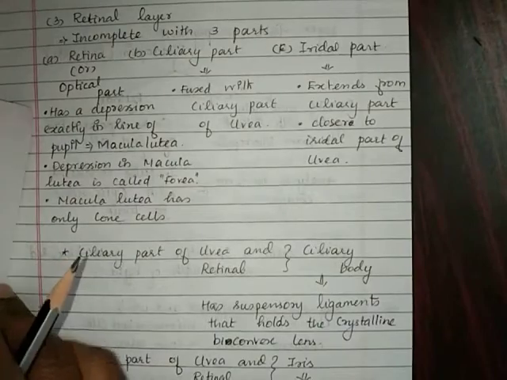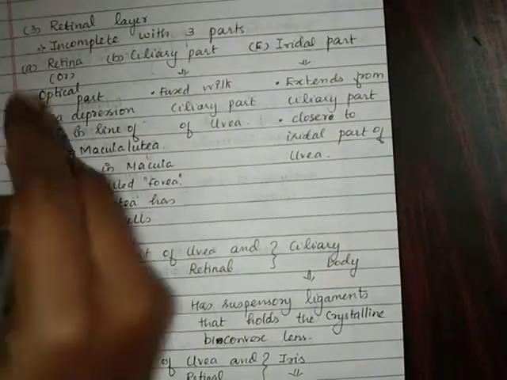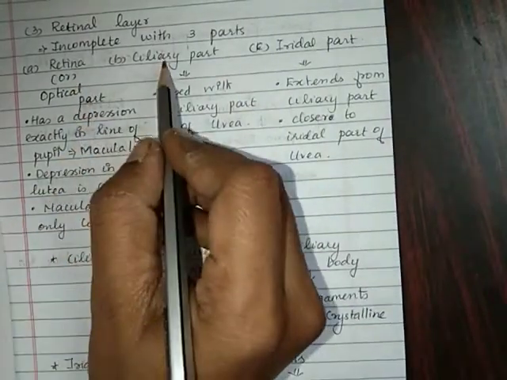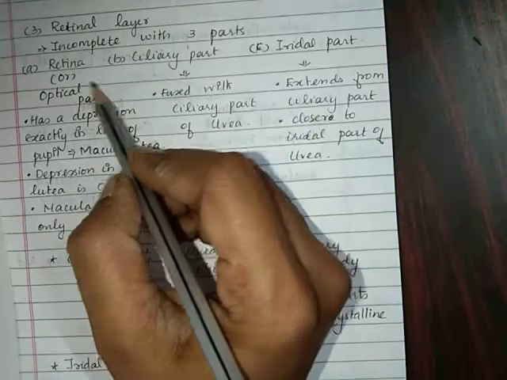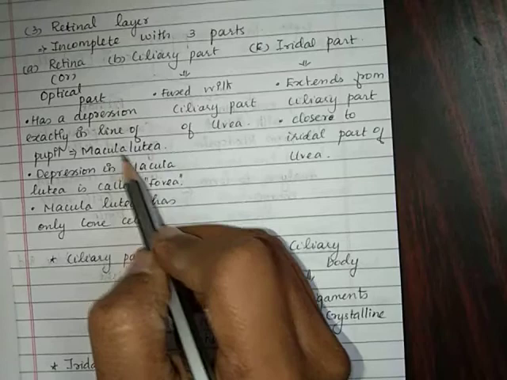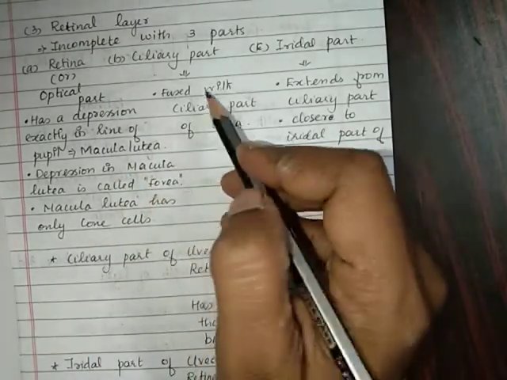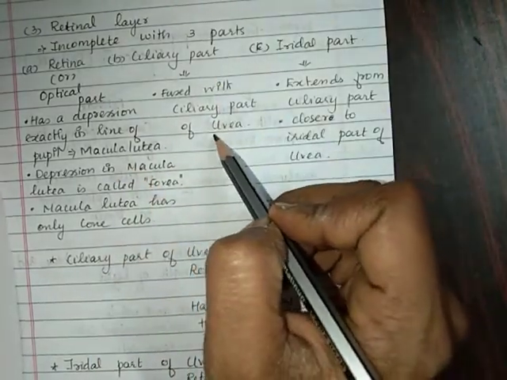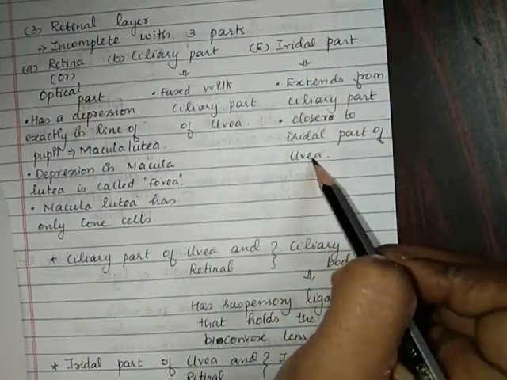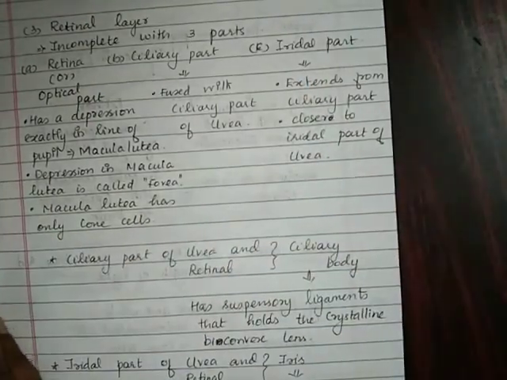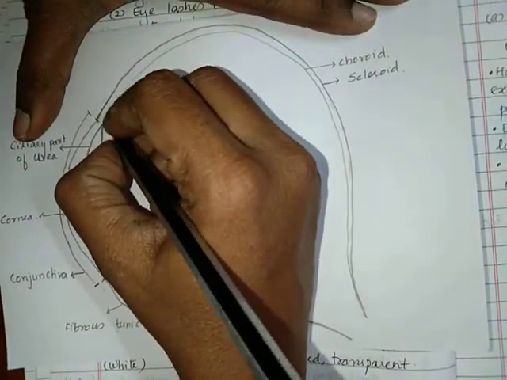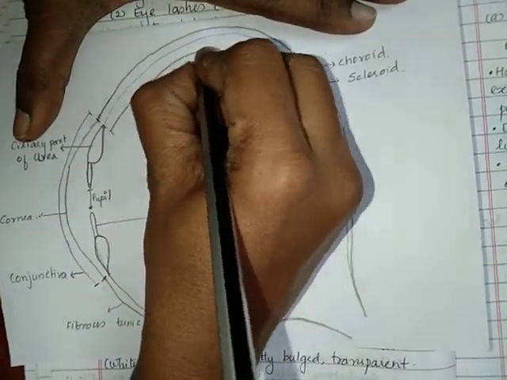The next layer is the retinal layer. The retinal layer is also an incomplete layer with three parts, called the retina or optical part, ciliary part and iridal part. In the retinal part there are two depressions. One is called macula lutea and the other is called fovea. The ciliary part is fused with the ciliary part of uvea. Similarly, the iridal part is also fused with the iridal part of uvea, and these are extensions. So we'll see how it is formed. The three parts: the first part is the retinal or optic part.